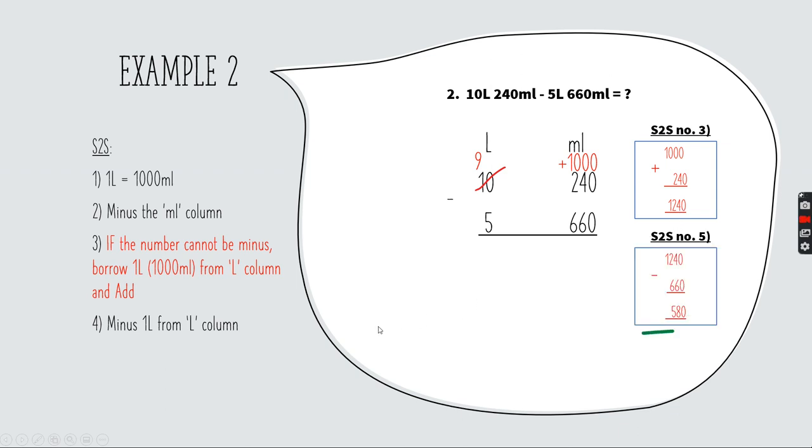Then this is S2S number 5. 1240, we're going to minus it with 660. So this becomes 580 and we're going to take this number and put it right up here. Then step 5, minus as usual. 9 minus 5 becomes 4. So the answer is 4 liters, 580 milliliters.